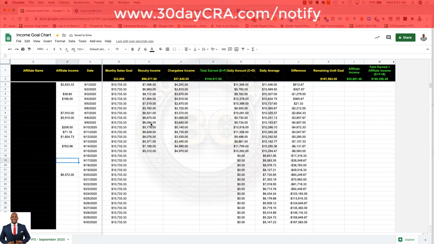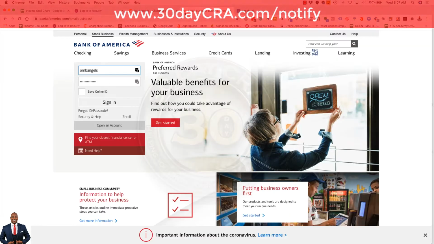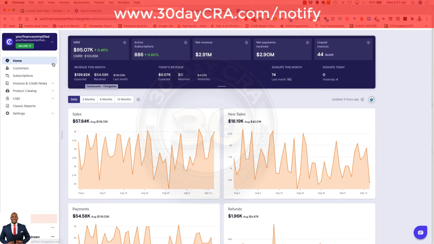First, let's start with our ChargeBee income of 57,840. I'm going to show you where I get this from. And of course, this will be inside of the 30-day CRA. I'm actually going to include this worksheet and another worksheet that I use for my numbers as a bonus module. And the reason why I like to look at these numbers is this is my ChargeBee account.